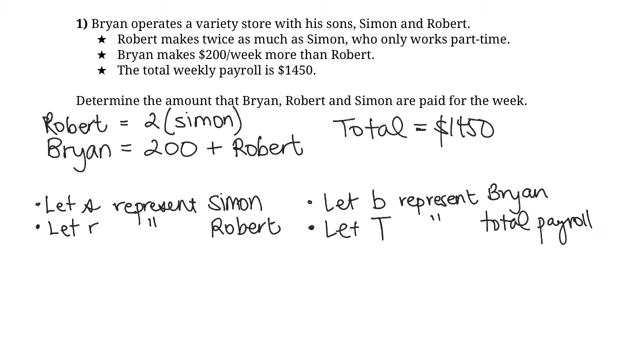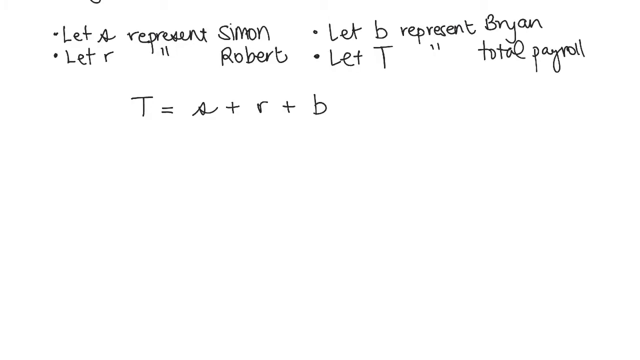So what we're going to do is we're going to take these assigned letters and we're going to build an equation. So what we know is that the total payroll has to be Brian plus Robert plus Simon. So all 3 men have to be added together. So I'm going to go ahead and write that out. So I know that total is equal to S plus R plus B, Simon plus Robert plus Brian.